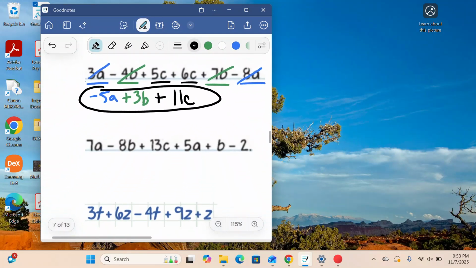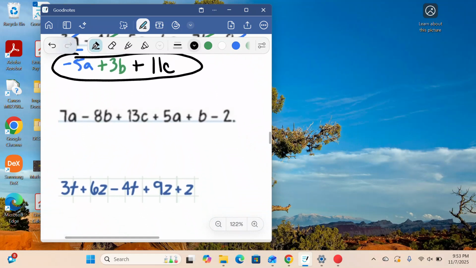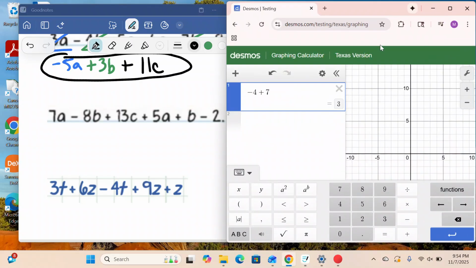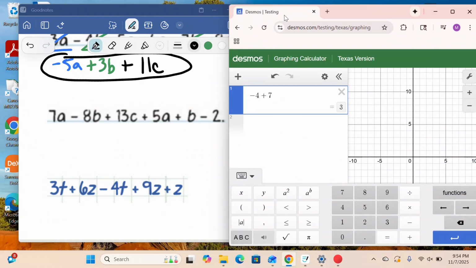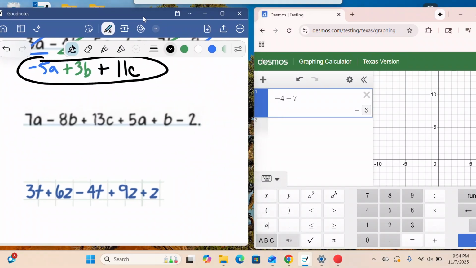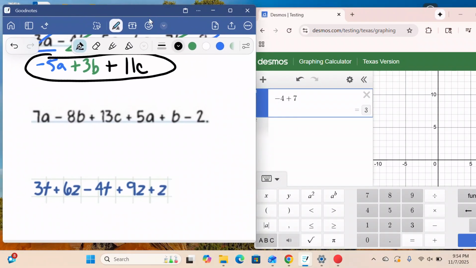Now we're going to go on to another very similar one. We have a 7a minus an 8b and a positive 13c and a 5a and a positive 5b. So I won't waste any time. I'm going to go ahead and put it on a split screen, and I'm going to get my Desmos calculator and also put this one on a split screen. So then that way I can have my Desmos here and I can have my work right here, and I can switch back and forth.